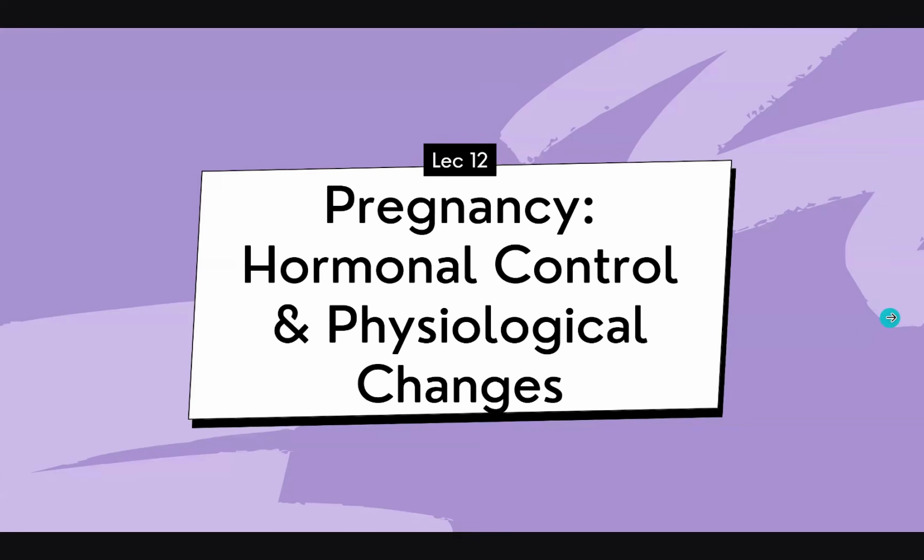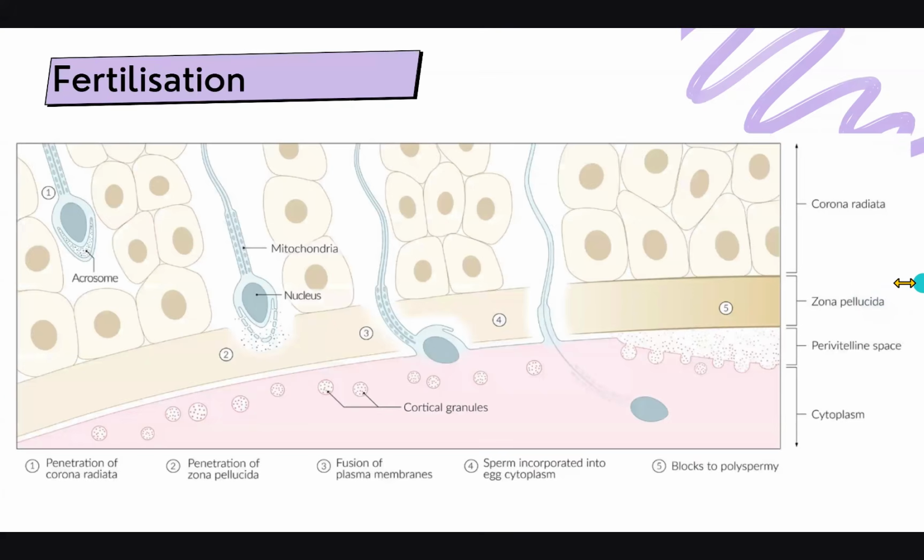All right, now moving on to the second last lecture, which is pregnancy, hormonal control, and physiological changes. Now, let's start with fertilization and how it all happens. So first, when the sperm enters the uterus, it undergoes something called capacitation. And capacitation is nothing but just maturation, all right?